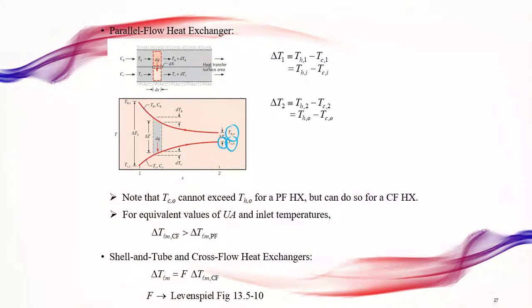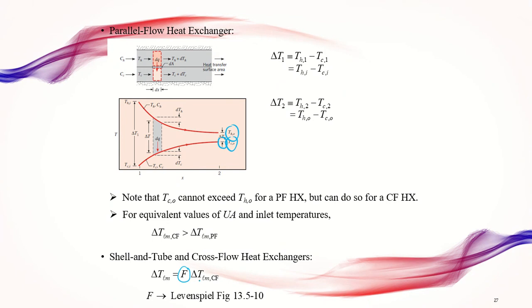And also, for equivalent values of UA and also inlet temperature, if let's say we have similar values of UA and inlet temperature, the LMTD for cross flow will be more than the LMTD for parallel flow. So in a way, cross flow would have a higher rate of heat transfer compared to a parallel flow.